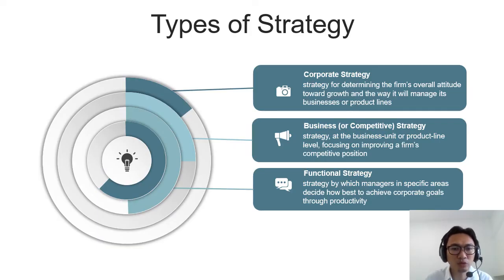Alright, now we move on to the types of strategy. There are only three types. We have corporate strategy, we have business or competitive strategy, and then we have functional strategy. Let's take a look at the first one, the corporate strategy first.